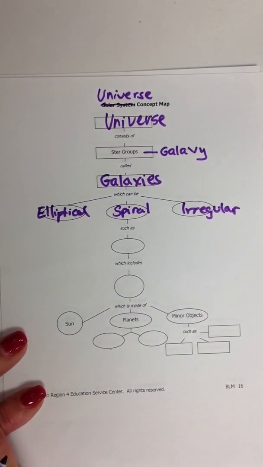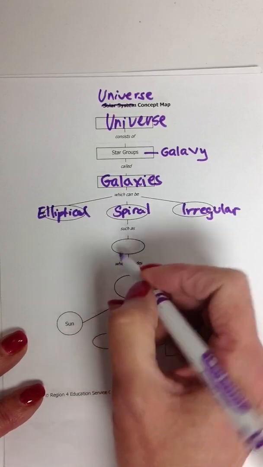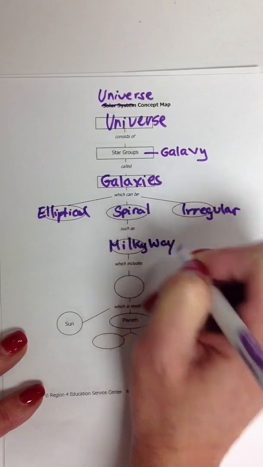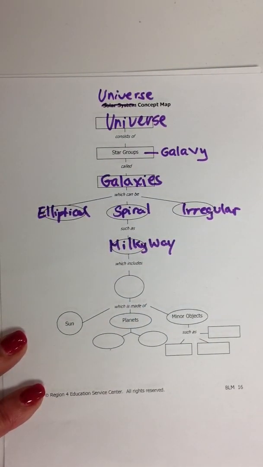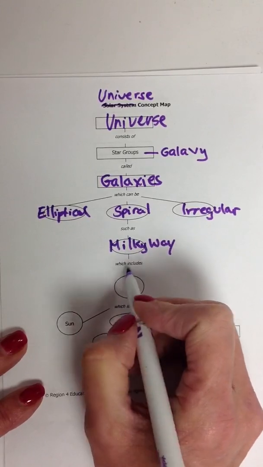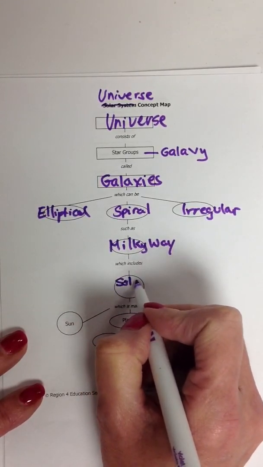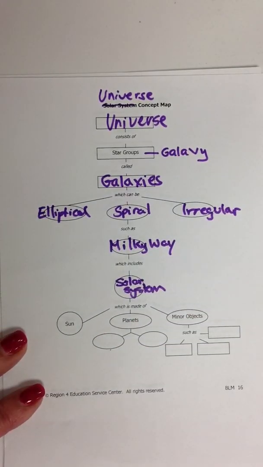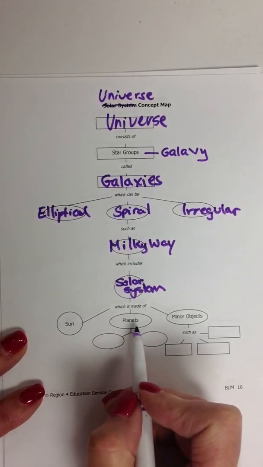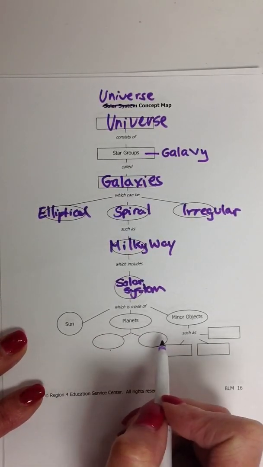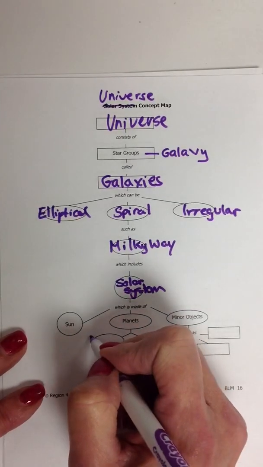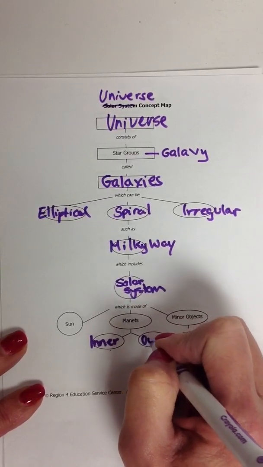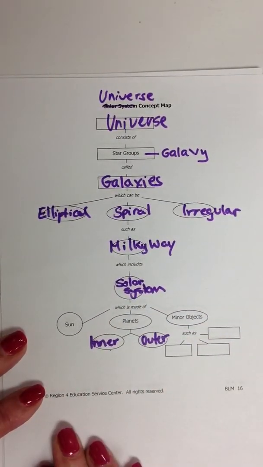Okay? So our spiral galaxy, what is it referred to? Well, it's referred to as the Milky Way galaxy. And it includes our solar system. You could write star system, but this one's very specific. So we're going to put our solar system, which consists of the sun, the planets. They further divided the planets into two types. We're going to say we have inner planets that are terrestrial, and we have outer Jovian-like or Jupiter-like planets.